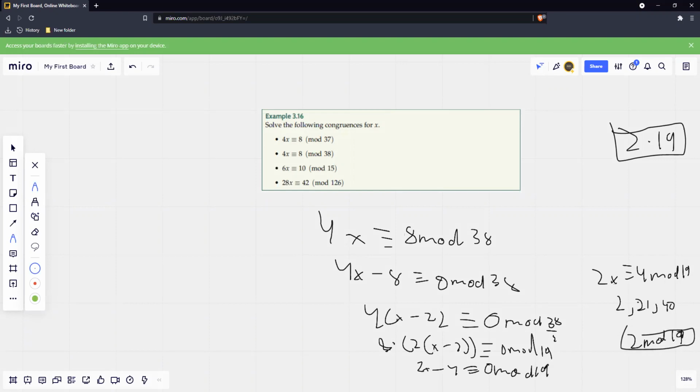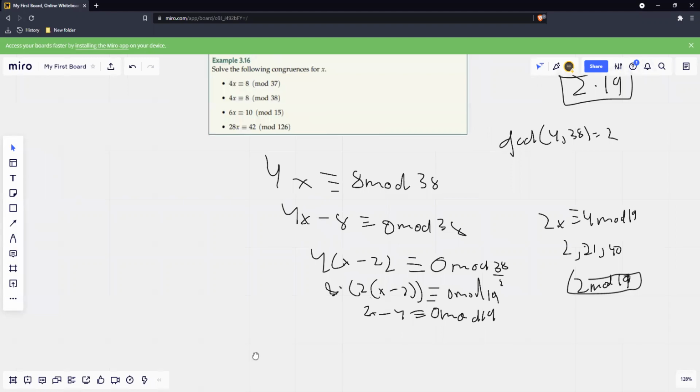It's not 2 modulo 38 only, but it's also 2 modulo 19, because the GCD of 4 and 38 has a factor of 2. So no matter what, the left hand will always have a factor of 2. So we can simplify this problem into 38 over 2, 0 modulo 19, as we're dividing by its GCD. So that's basically what we did.